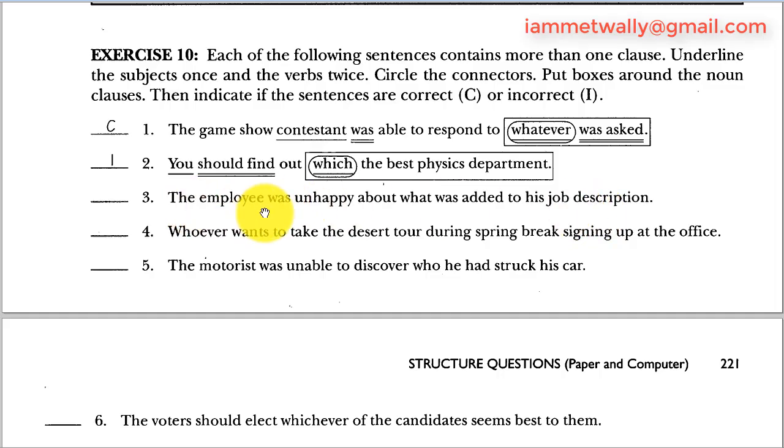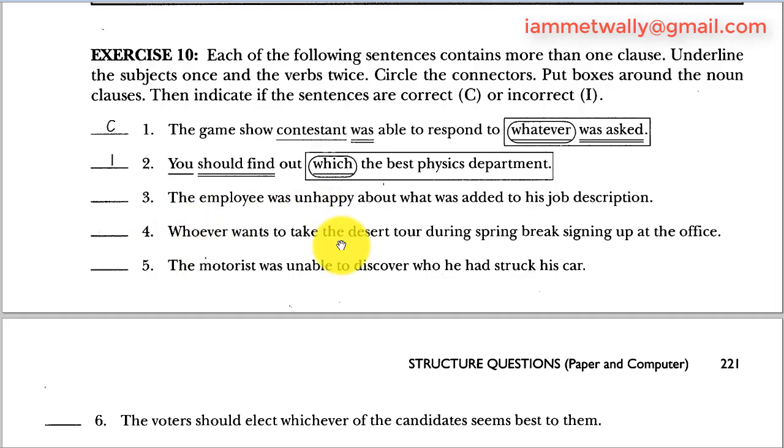The employee is the subject, was is the verb, unhappy is an adjective, about is a preposition, and then I have what. What here is a connector and it's the subject of the verb was added, but what was added all together functions as the object of the preposition about. So this sentence is correct.